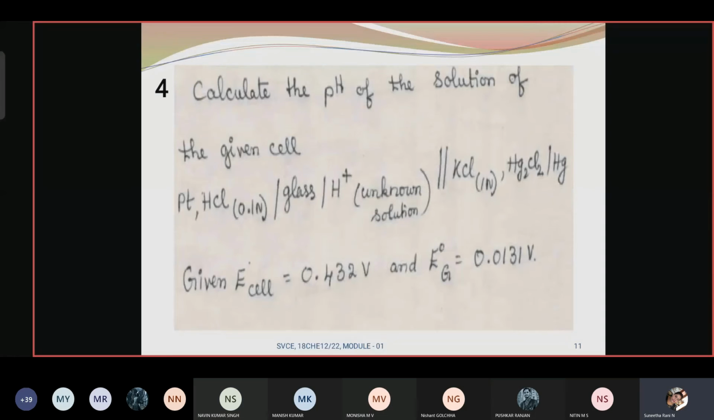See, whatever the value is given, what are they asking? They are asking us to calculate only pH. For that, what is required? Only those values you have to substitute. So we don't have to use these other values. What is the answer given? pH is equal to 2.33.